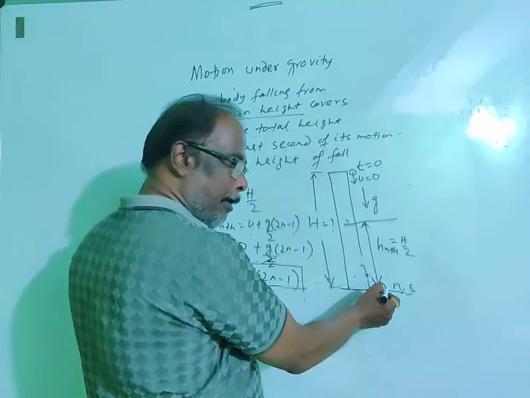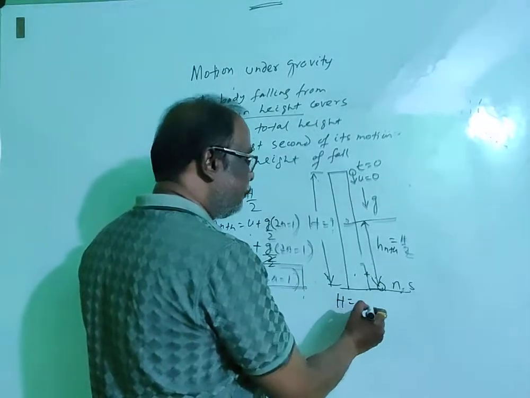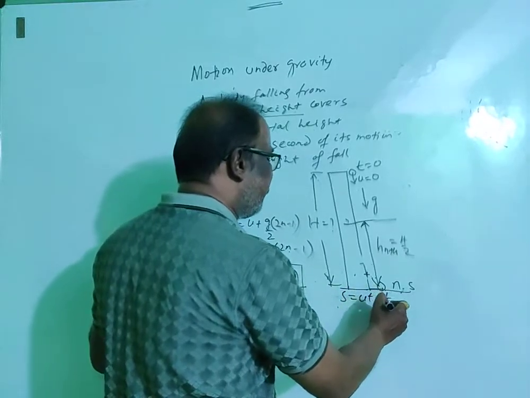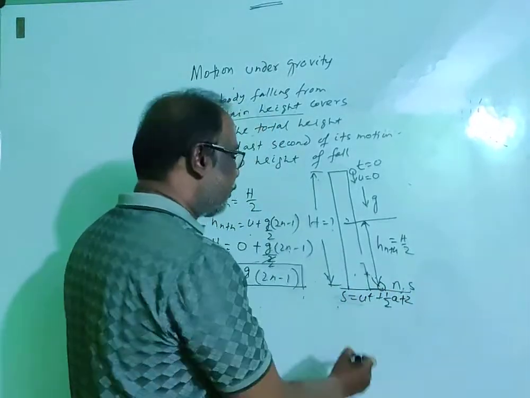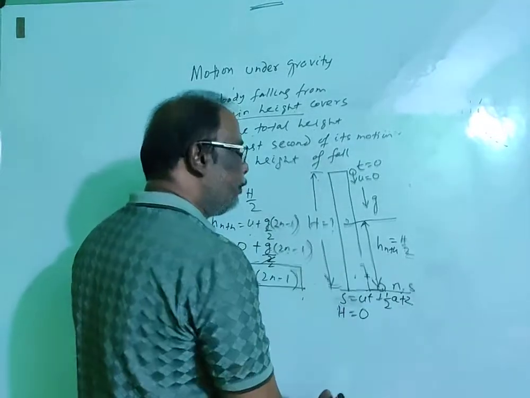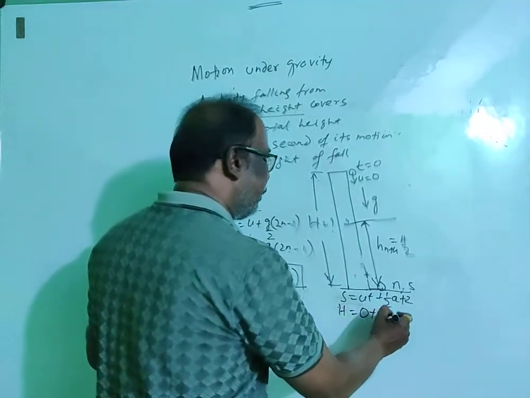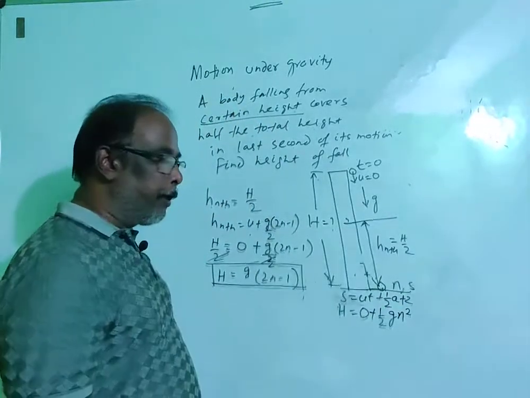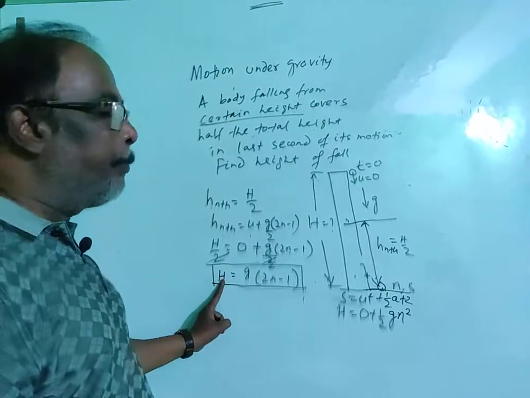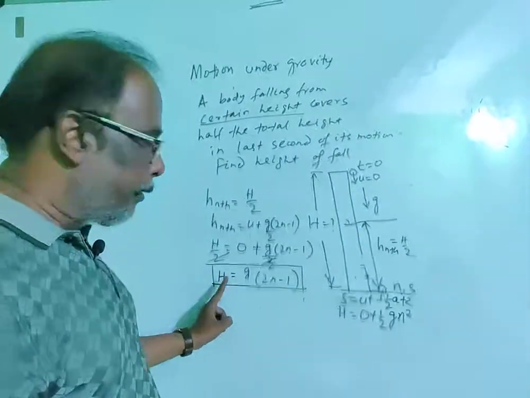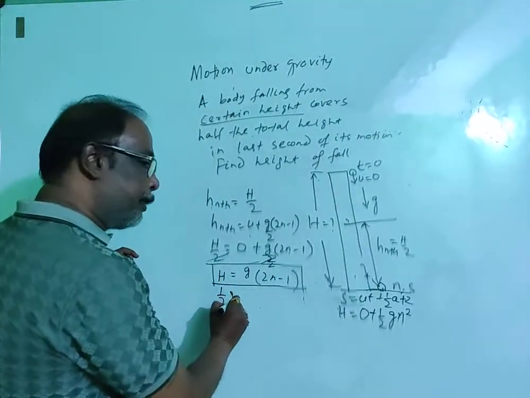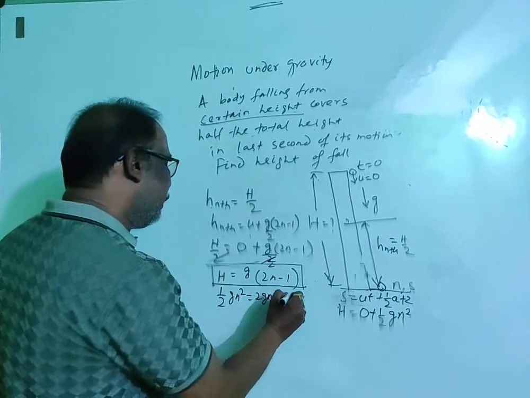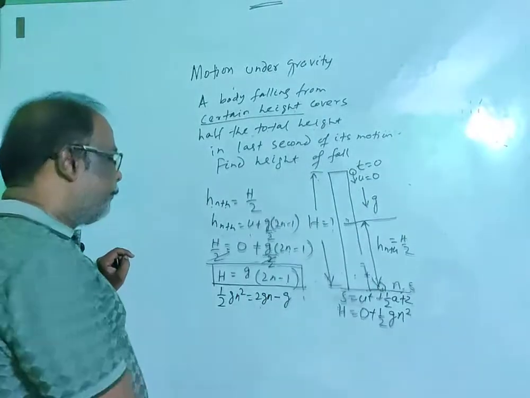Total time is n. Just use the equation, s is equal to ut plus half at square. Total distance is h, u is 0, plus half. In place of a, you may use g. In place of t, this is n square. So in place of h, you may use half gn square. Half gn square is equal to 2gn minus g. Okay, now solve it.